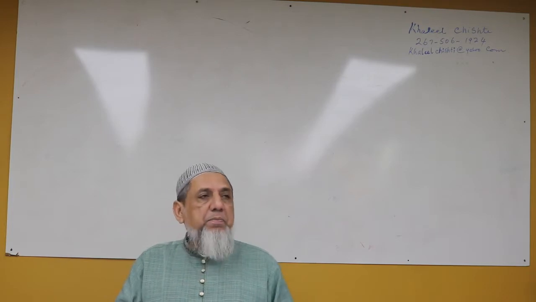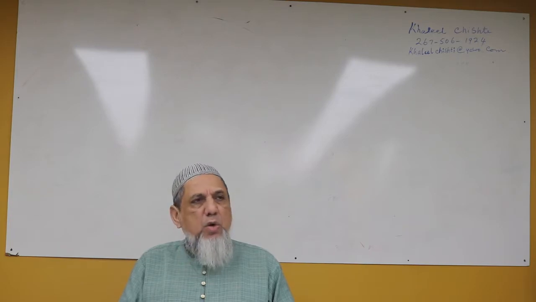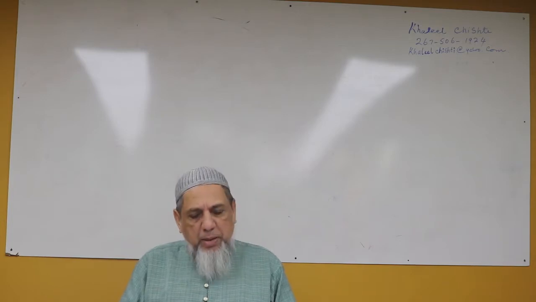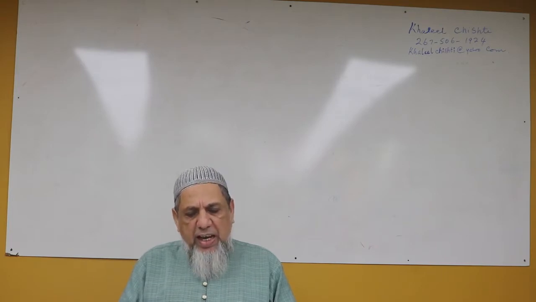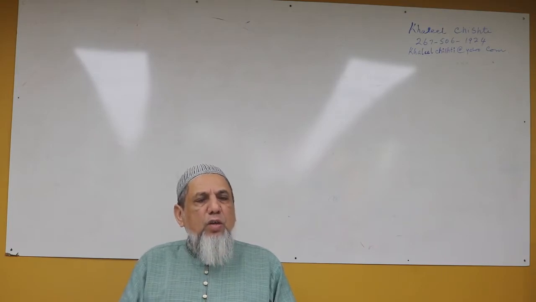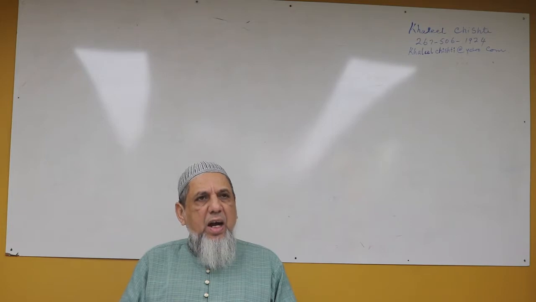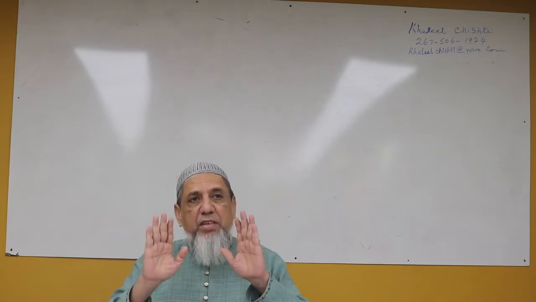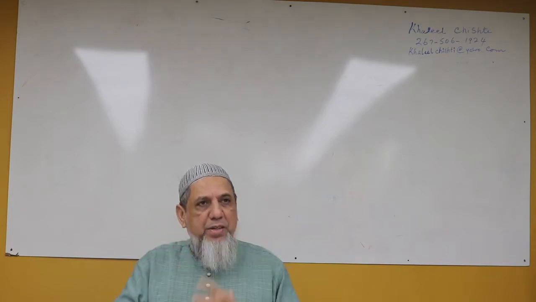As I said earlier, there are 28 letters. They are called huruf at-tahajji. Out of 28, 3 are vowels and 25 are consonants. Those 25 are called huruf sahih. Sahih means they are intact, they are sound, they are good.